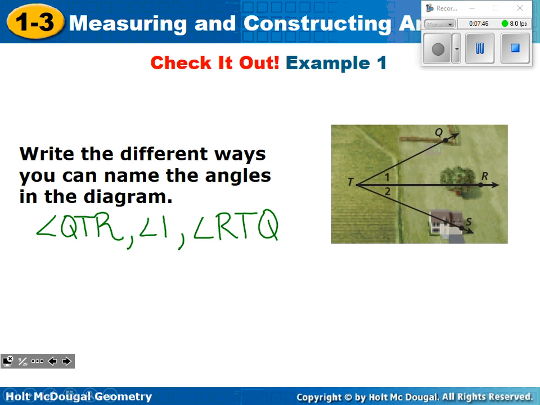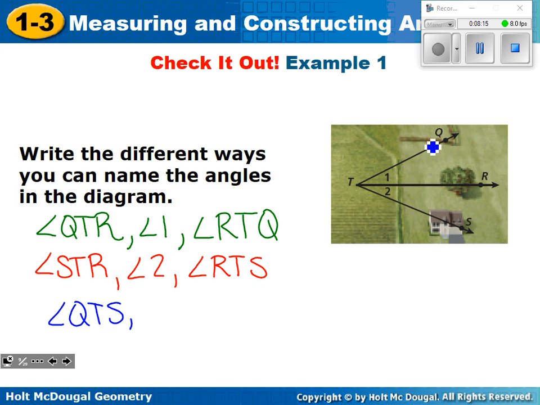Can somebody name a different angle in the picture? Angle STR. Somebody name that a different way. Angle 2. And somebody name that another way. Kaylin? Very good. Okay, we're missing one angle in our picture. What angle are we missing? Angle 3. Well, there's not an angle 3 in the picture, right? There's no 3. So how would we name it? Angle QTS. And Faith, can you name it a different way? Very good. Angle STQ. Any questions on how to name an angle?